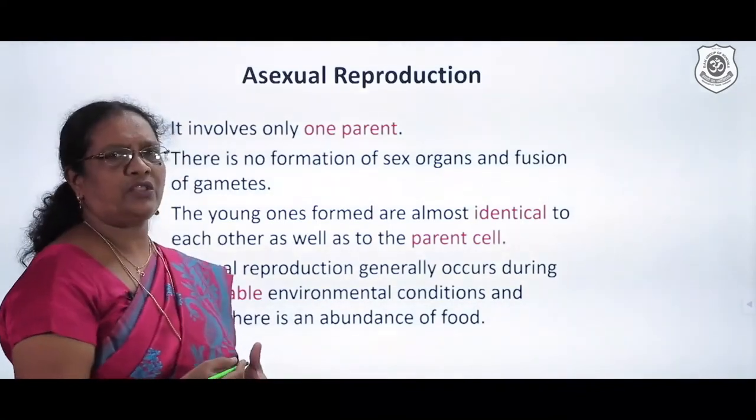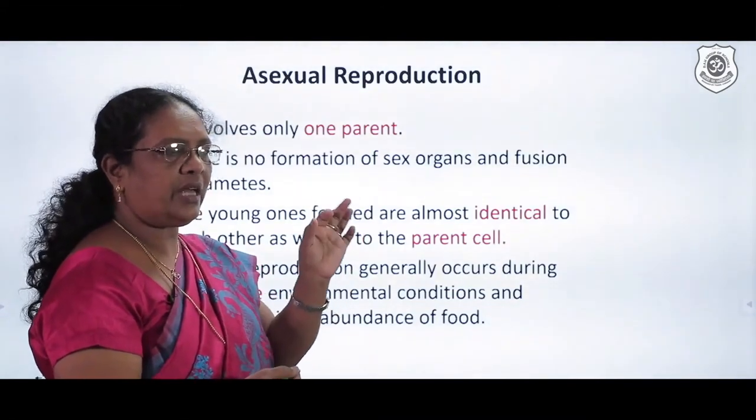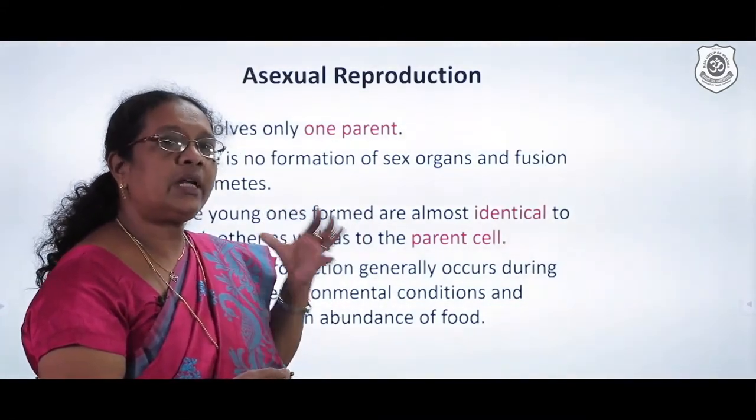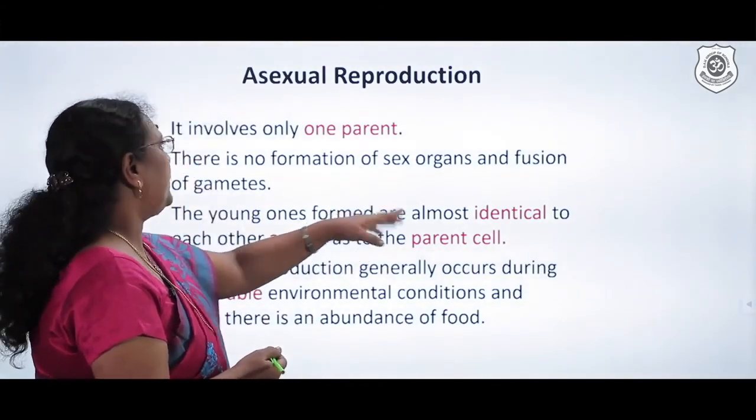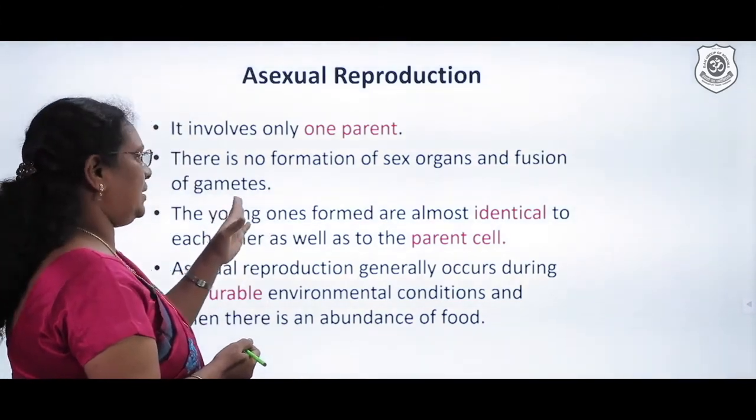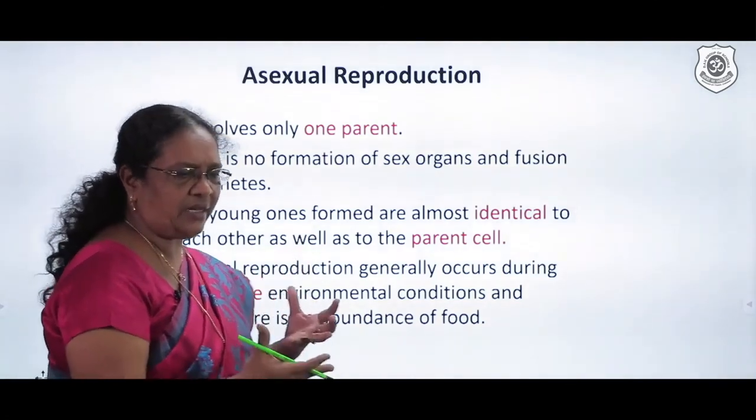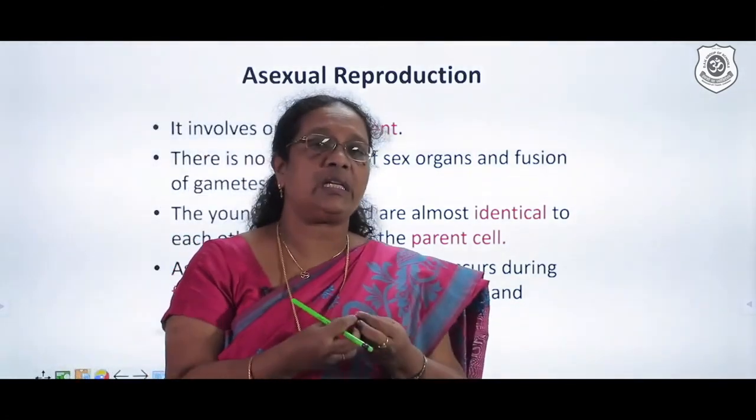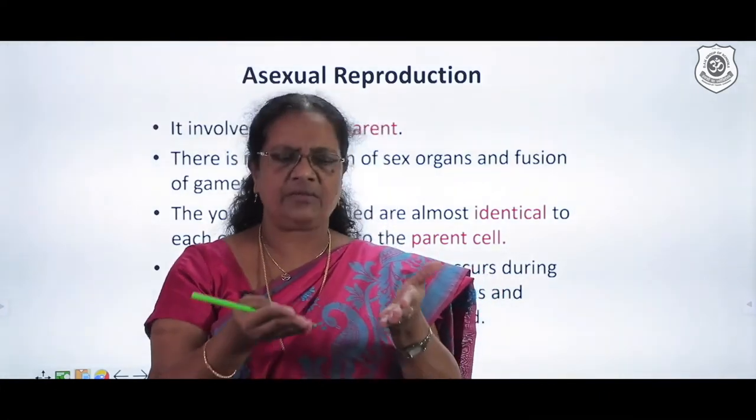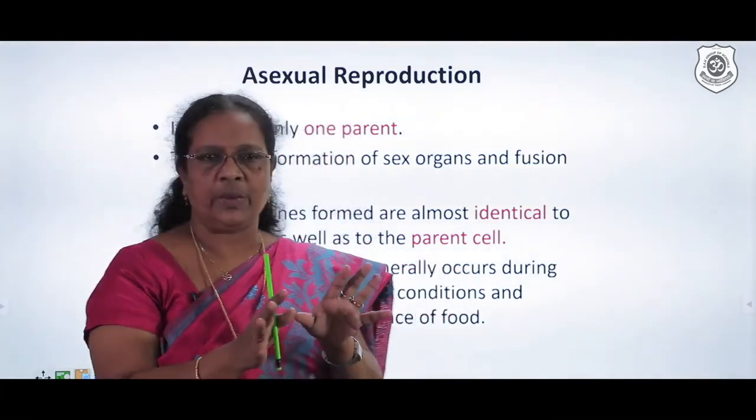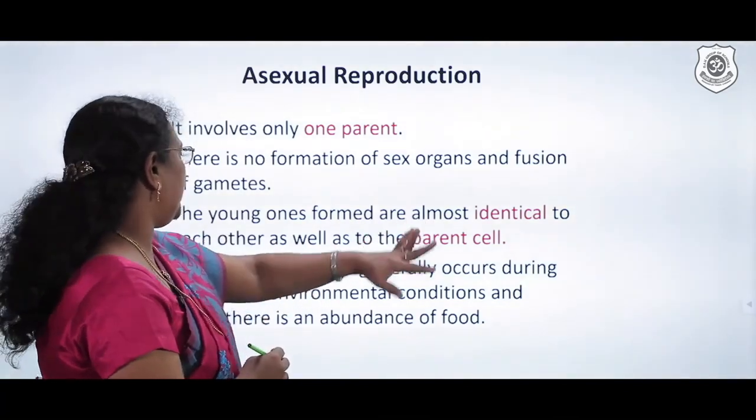What is asexual reproduction? It involves only one parent, one single organism giving rise to another new individual. There is no formation of sex organs and no fusion of gametes. The young ones formed are almost identical. The reason they are identical is there is not much variation taking place during the DNA copying, and it is just one organism. They just have to split and form another new individual. As a result, they are going to be identical to each other as well as to the parental cell.